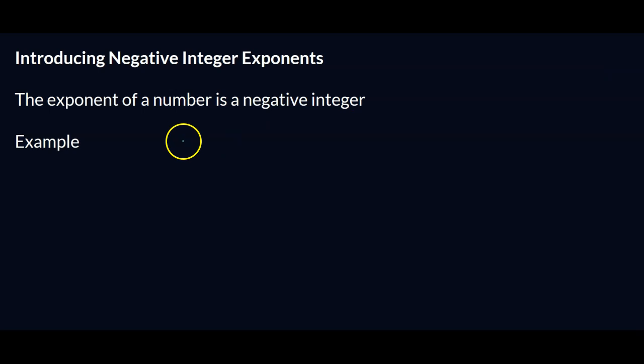So what are negative integer exponents? It simply means that you have a number, a base, that has an exponent that is a negative integer. For example, 6 to the power of negative 3. Your base is 6, your exponent is a negative integer. Or you could have x to the power of negative y, a base with an exponent where y has to be an integer. So we could also say x to the power of negative 4 or x to the power of negative 100. These are examples of negative integer exponents.